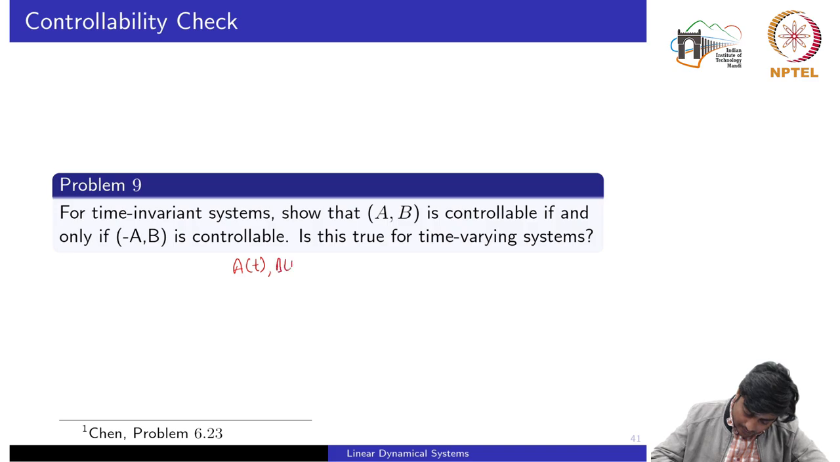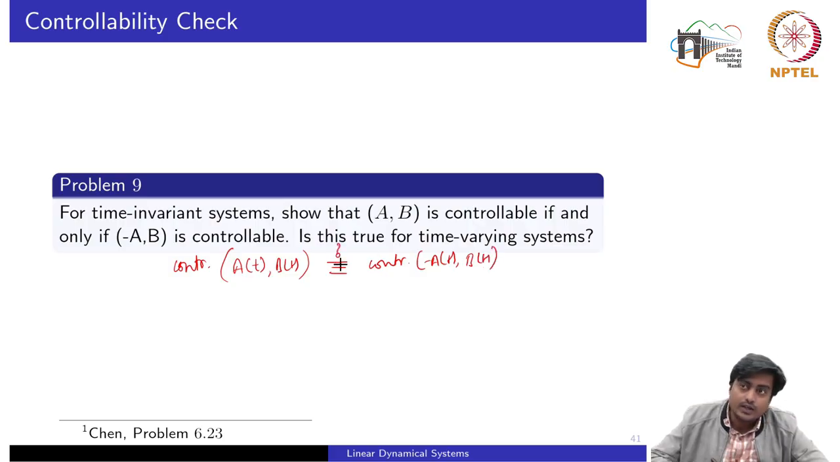that is, whether the controllability of the pair A(t), B(t) is equivalent to the controllability of the pair minus A(t), B(t), whether this holds or not. So we need to show it in the time invariant case, and we also need to show it for the time varying case. Okay.